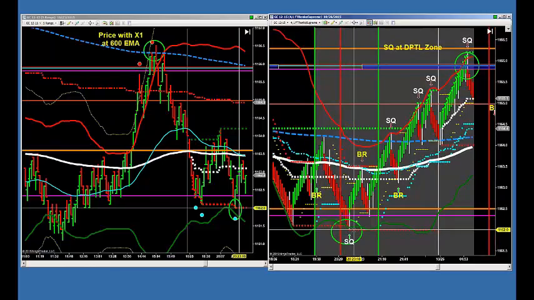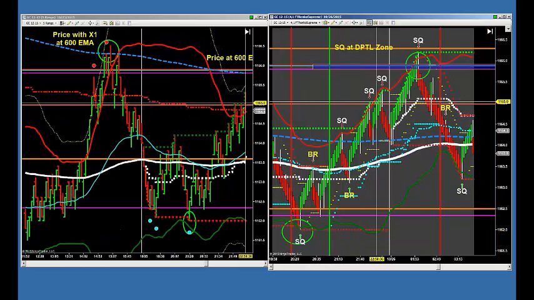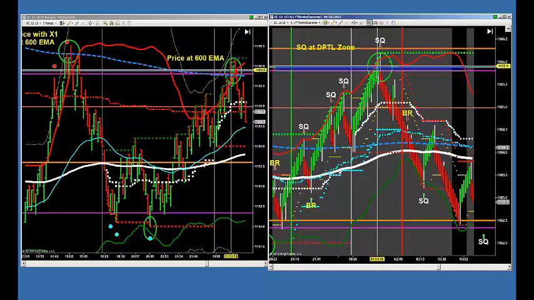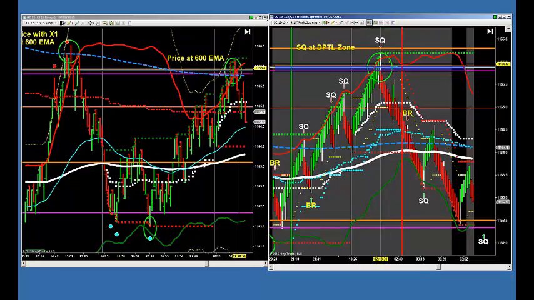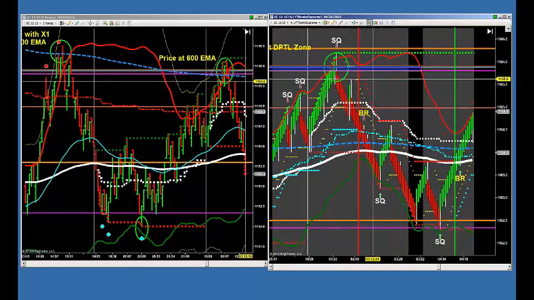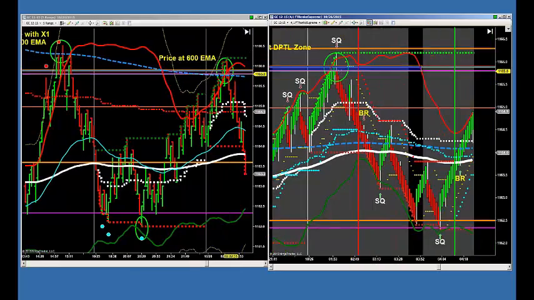Now we've got some DPTLs helping us out here, again at the high of the day. And we also had the 600 EMA on the 5 range passing right in there. No X1 dot. So that might have said, hey, we got several factors working for us there.